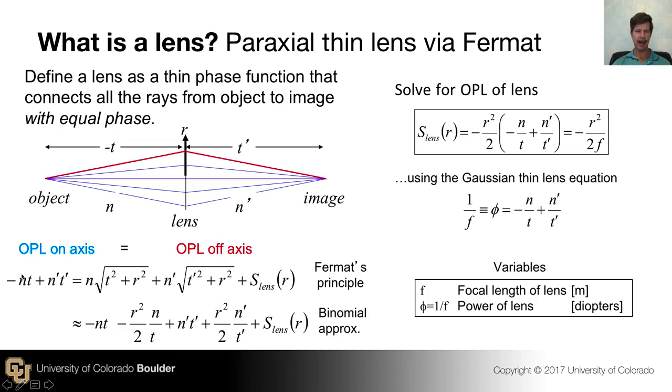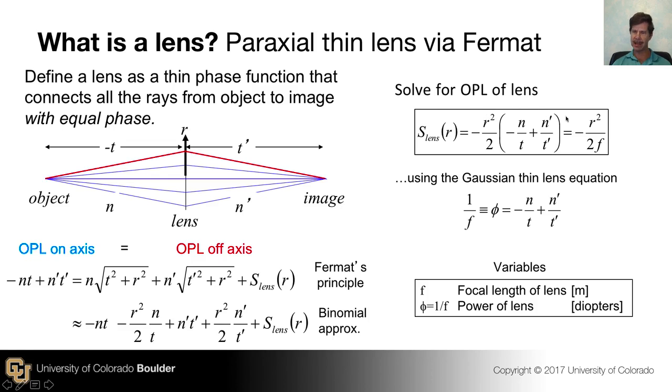So when we do that, we get terms that cancel out. You'll see the nt here and the n prime t prime. And so we can solve for the optical path length of the lens. Of course, it's quadratic because that's all we kept here. Doesn't really matter what the shape of the lens was. We're only retaining the quadratic terms. So unsurprisingly, we find a quadratic form for the optical path length.